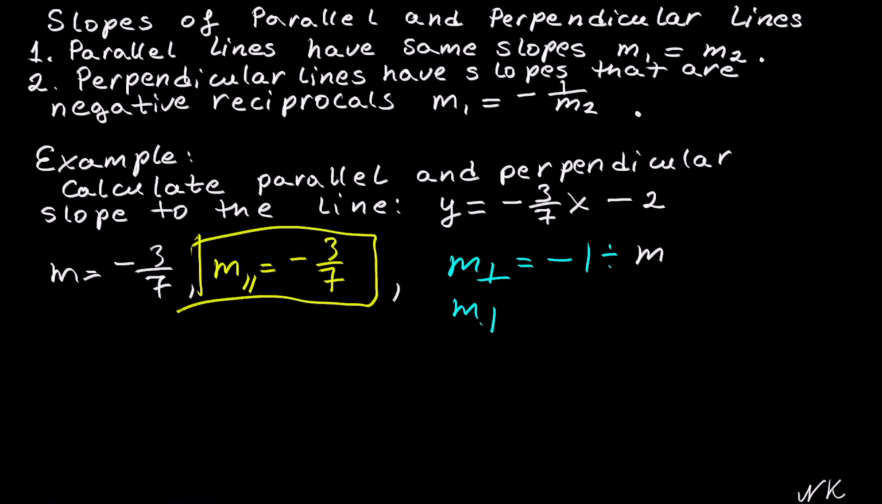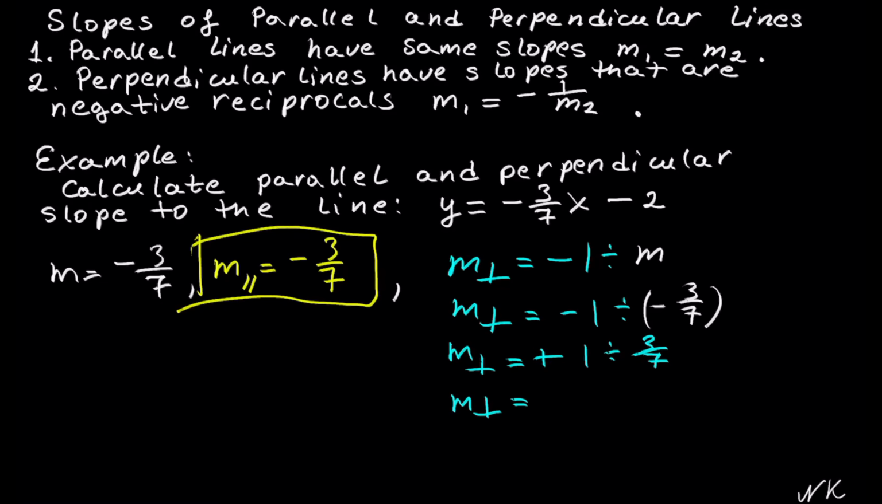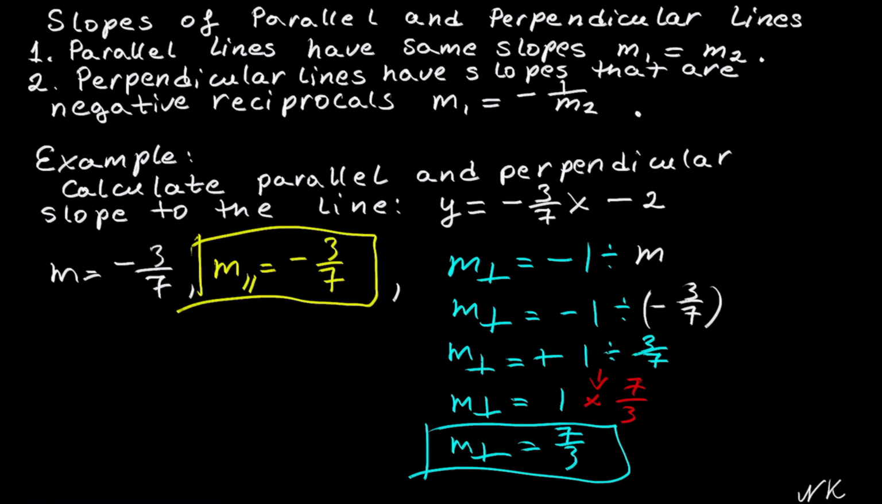So we get perpendicular slope is equal to -1 divided by the slope of the line, which is -3 out of 7, and we get the slope of the perpendicular line is equal to a negative divided by a negative. This whole thing becomes a positive 1 divided by 3 out of 7. Let's change division into multiplication and flip the second fraction. So we get 7 out of 3. So the slope of a perpendicular line is equal to 1 times 7 out of 3, which is 7 out of 3. So 7 out of 3 is our solution.